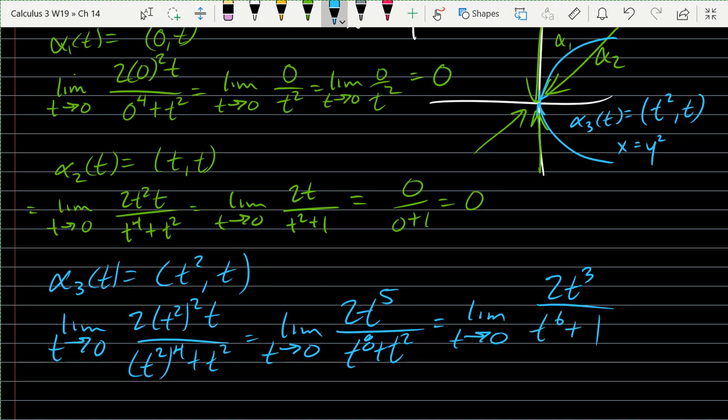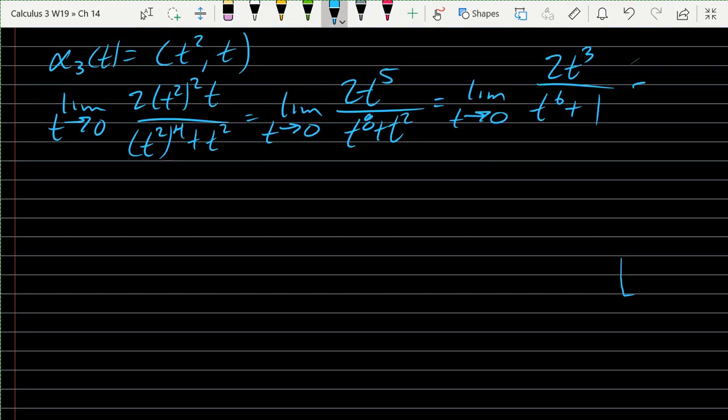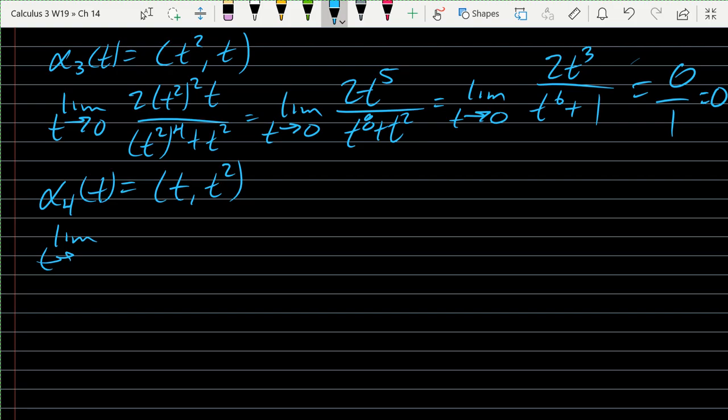So in this case, I can factor out t squared. So we have 2t cubed over t to the 6 plus 1. Oh no, we get 0 here. 0 over 1, which is 0. All right, so that one's going to fail.